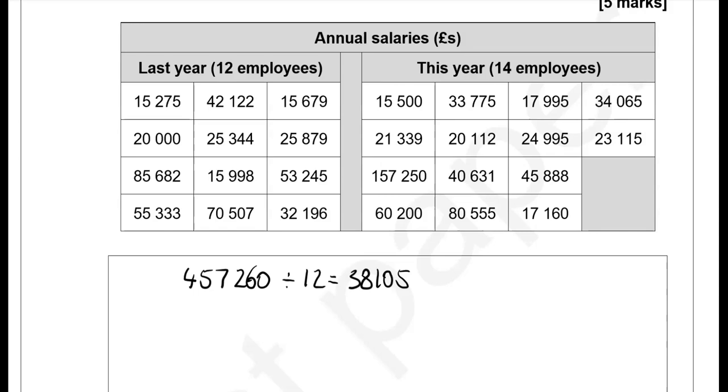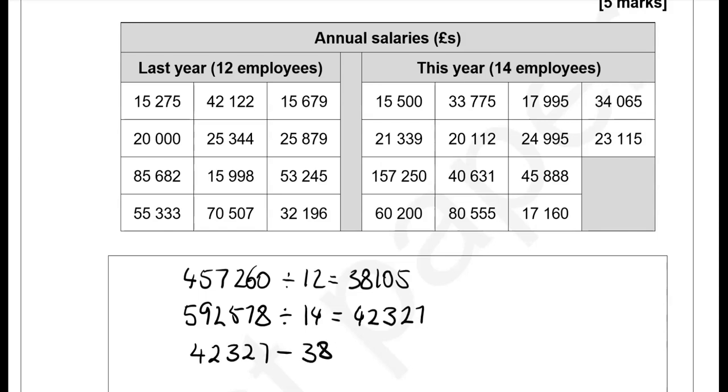Adding this year's amounts, we get 592,578 divided by 14, and that equals 42,327. Working out the difference between them, so 42,327 take away 38,105 gives us 4,222.